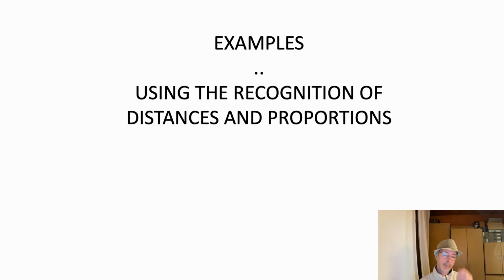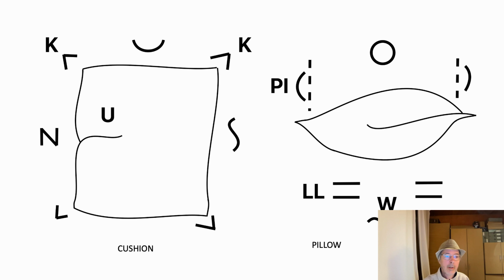So now some examples. I also used these examples in one of the earliest videos, but I will do that again. I will use this recognition. These were the way we recognize the letters, with some distances and proportions, and we can use this as a kind of facial recognition in objects. And I did that with a few words like cushion and pillow.